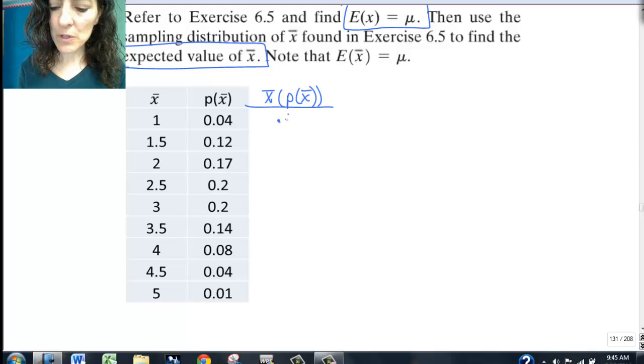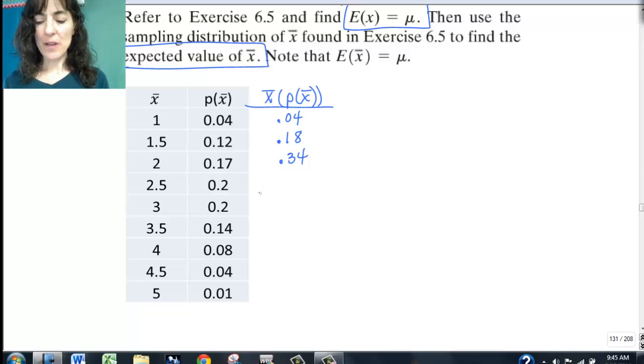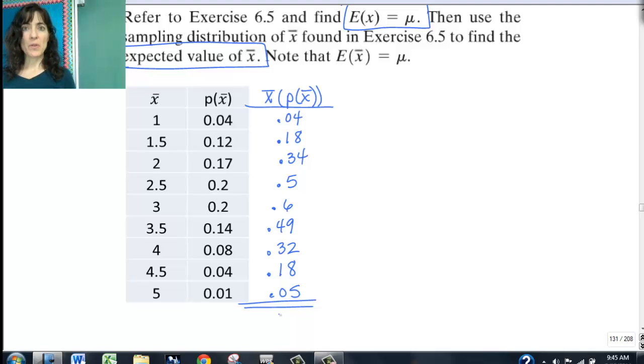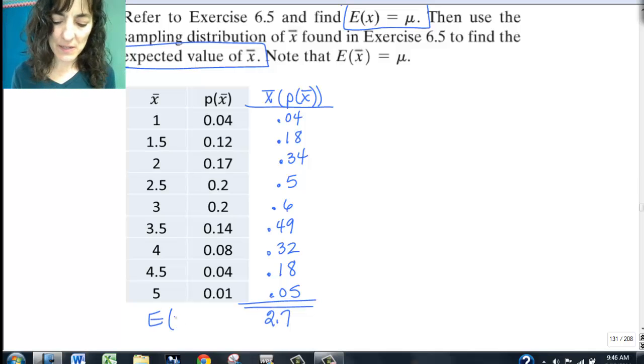So 1 times 0.04 is just 0.04. 1.5 times 0.12, you can do that one on your calculator, 0.18. 2 times 0.17, that's going to be 0.34. And then I'll just write the other ones out. And remember, to find the expected value or the mean, you just add up that whole column. And so when I add all those up, I end up with 2.7. So that's my expected value of x bar, or my mean for x bar.